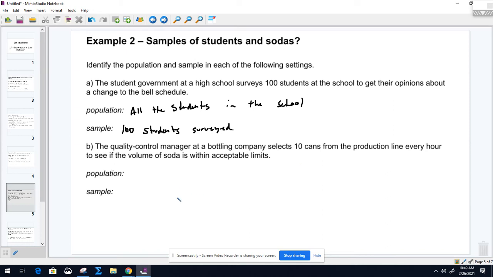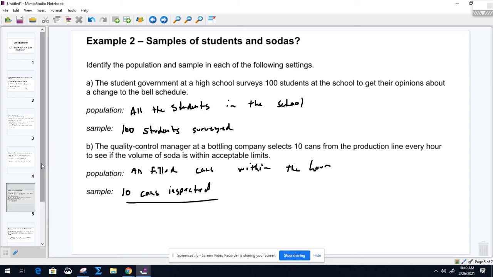Okay, so the population is all filled cans within the hour. Every single can that goes through that production line, and the sample set will be the 10 cans inspected. So again, population is the census, and the sample is whatever part of that census that we are choosing to ask the question or look at the data for.